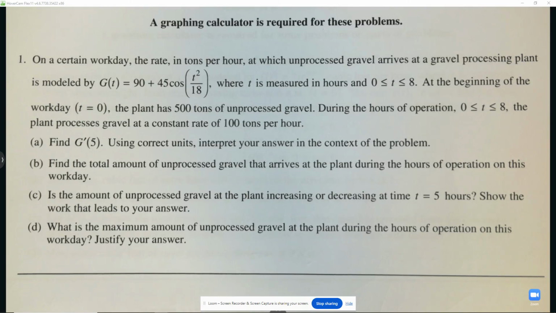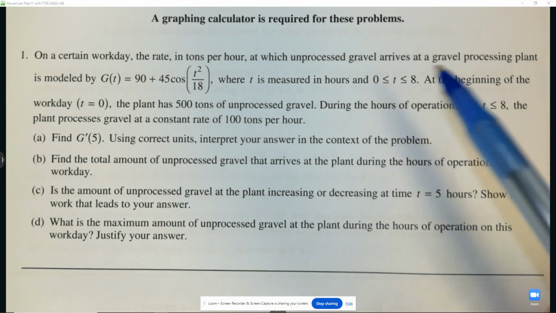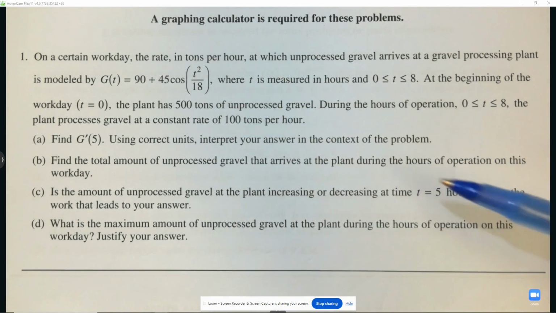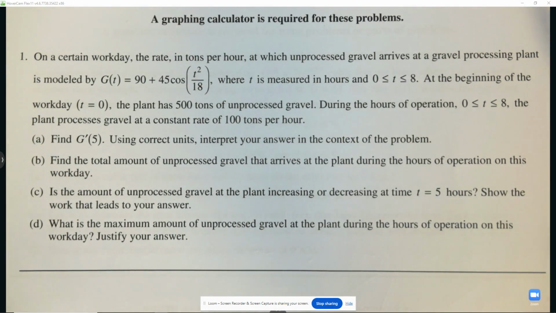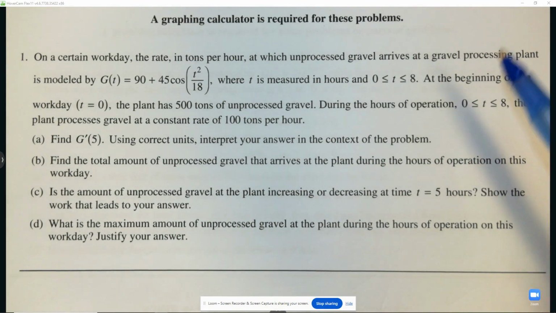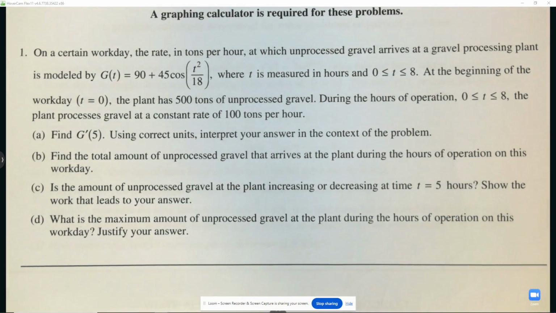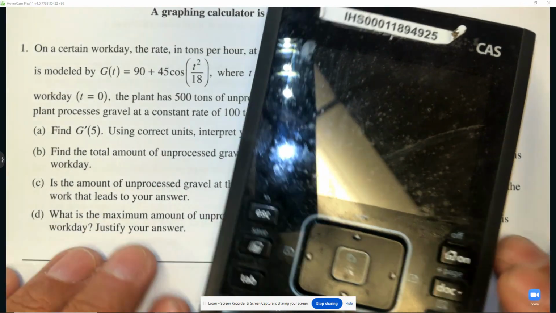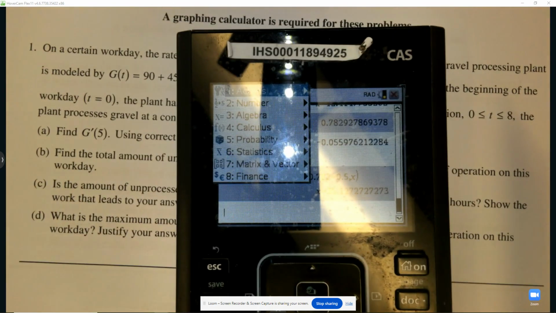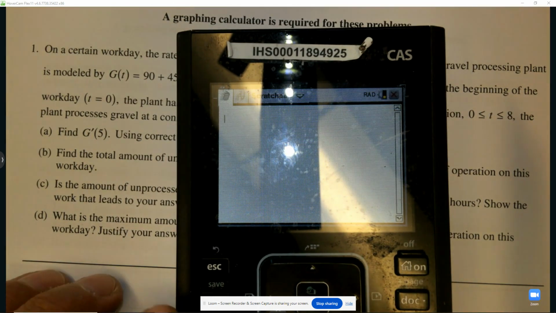All right, here we are, 2013. On a certain workday, the rate in tons per hour, this would be a great example of one you should try first, obviously. And then I'll see if you did it correctly. I have an equation. I'm not even thinking yet. I'm just going to put that in.